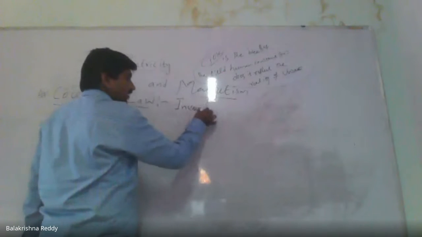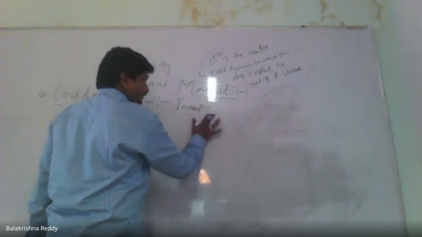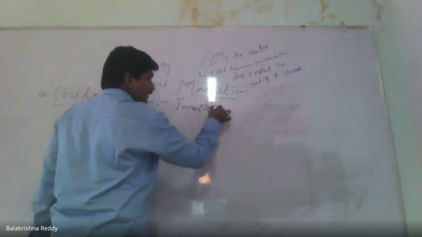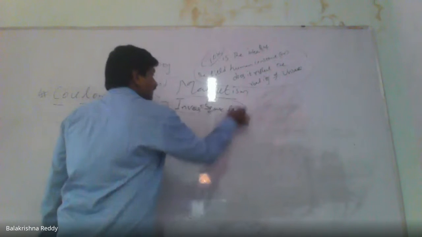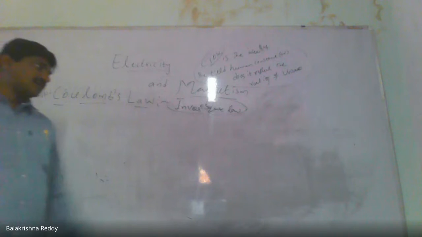Inverse square law. Of course, you might have seen inverse square laws in other mechanics parts also, in gravitation. Okay, Coulomb's law. What do you mean by Coulomb's? Coulomb is a scientist, and his name, who has derived this, and after him the law has got its name. What is Coulomb's law?